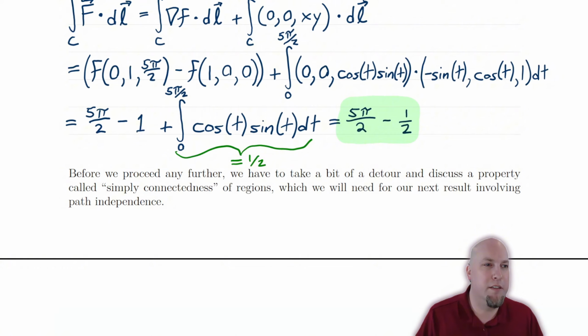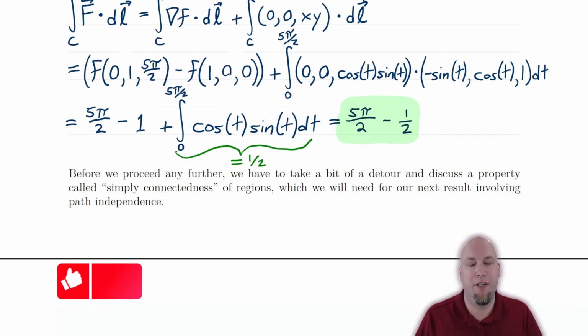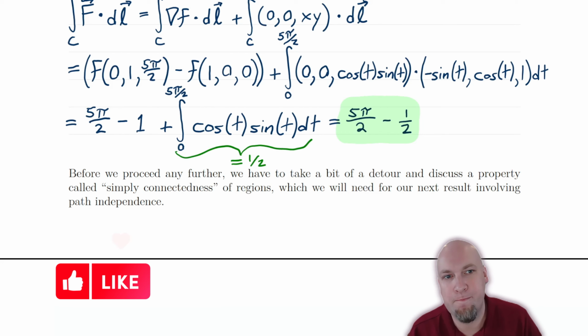Path independent vector line integrals saved us, even though that vector field wasn't quite path independent. It was close enough that we could leech off of it.